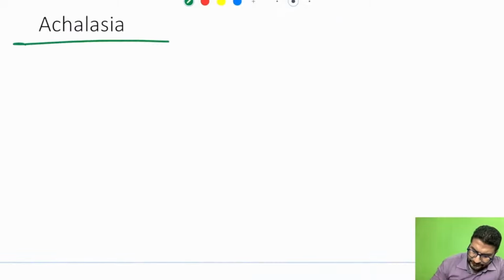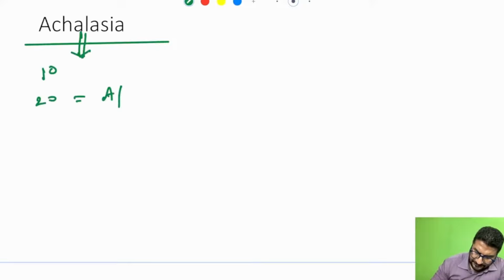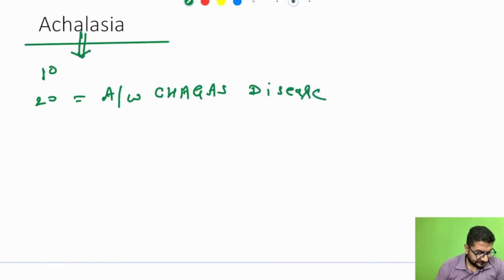Okay, achalasia cardia, failure of LES to relax. So you can notice in achalasia what they ask you. So we can have primary achalasia and secondary. The secondary achalasia is associated with Chagas disease.